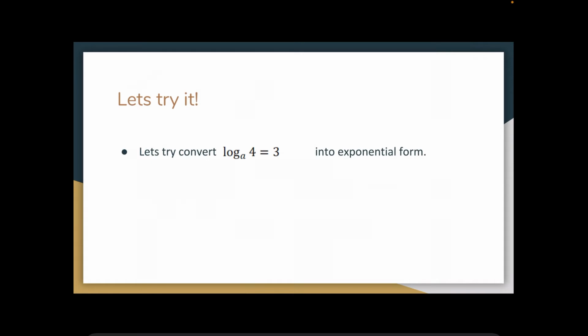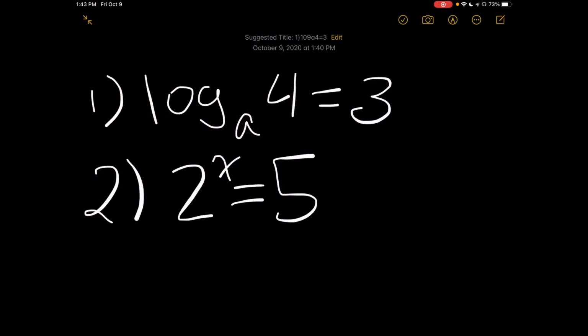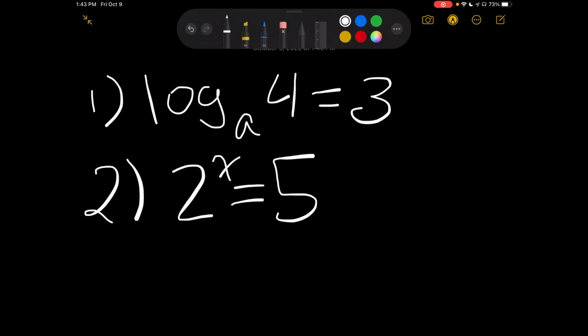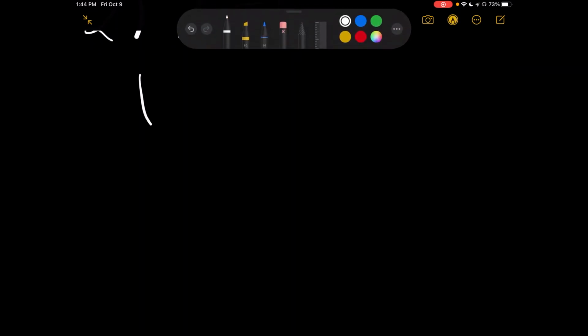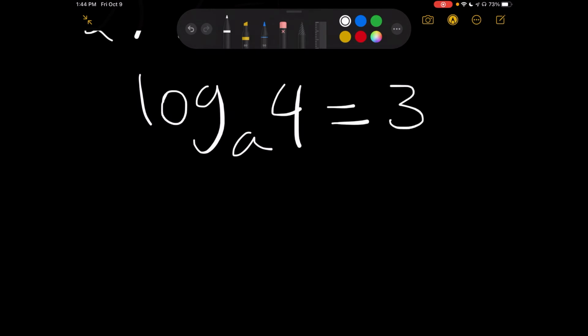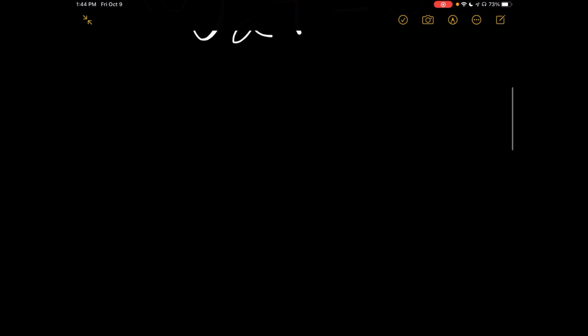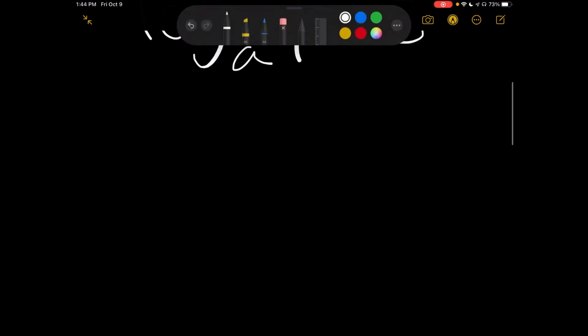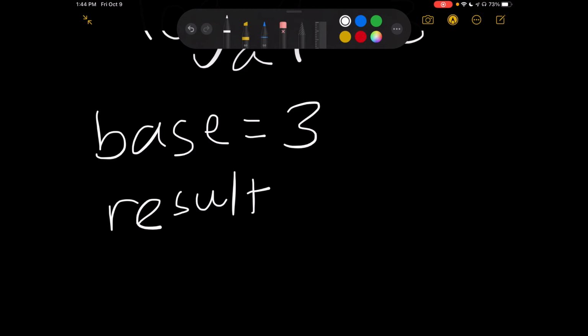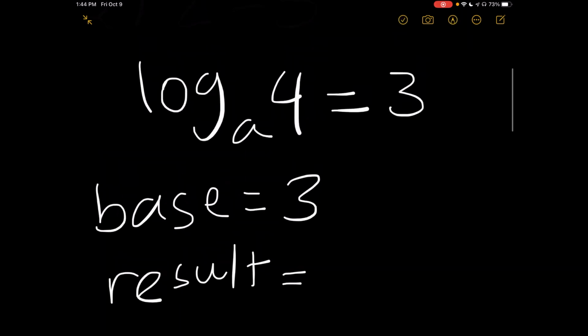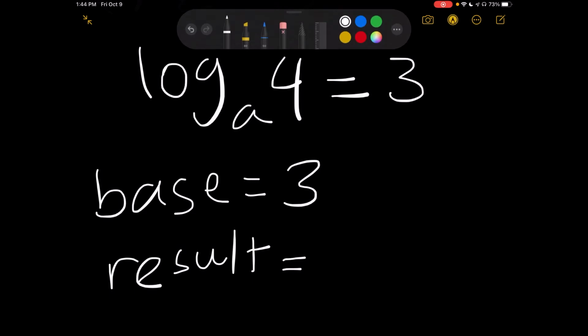So let's do some practice problems, and I've already written both of them in MindPad. So first one is log base a of 4 equals 3. We're going to convert that to exponential form. So let's go ahead and identify the three main parts of a logarithm. So base, the result, I made a mistake.